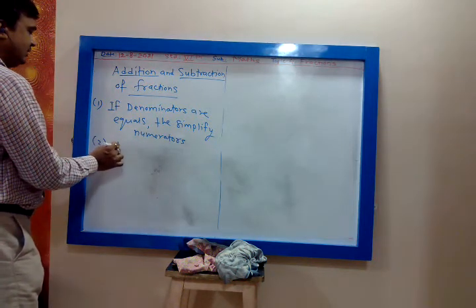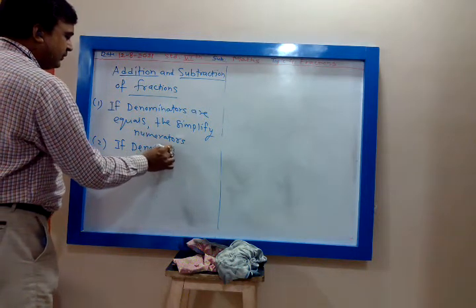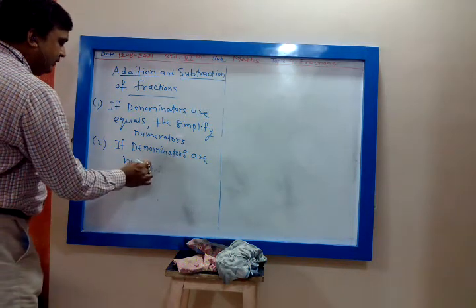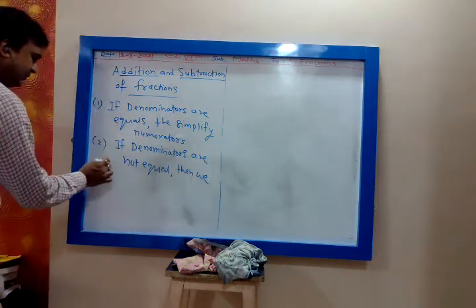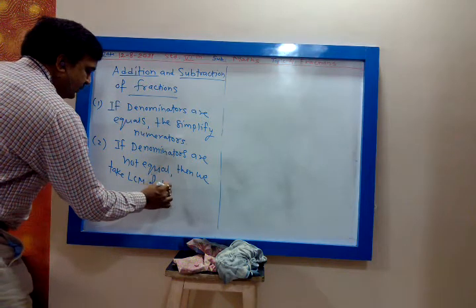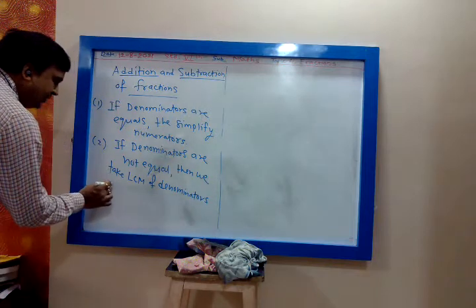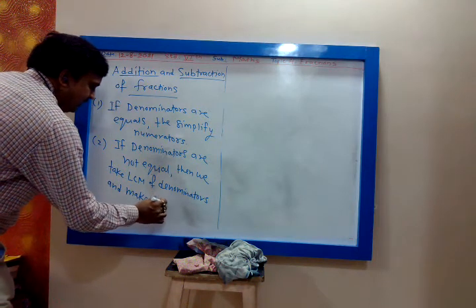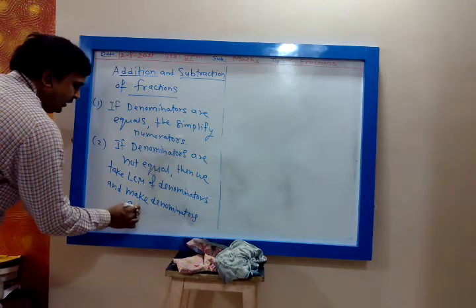Second point: if denominators are not equal, then we take the LCM of denominators and make denominators equal.